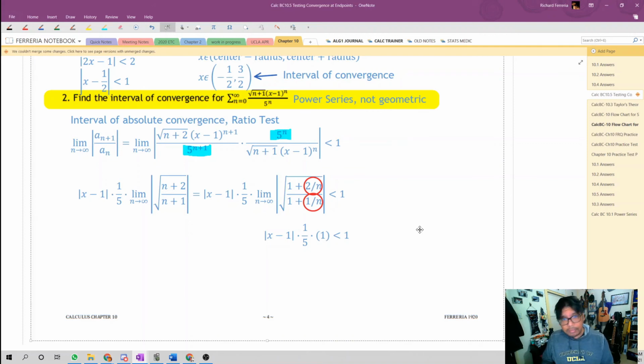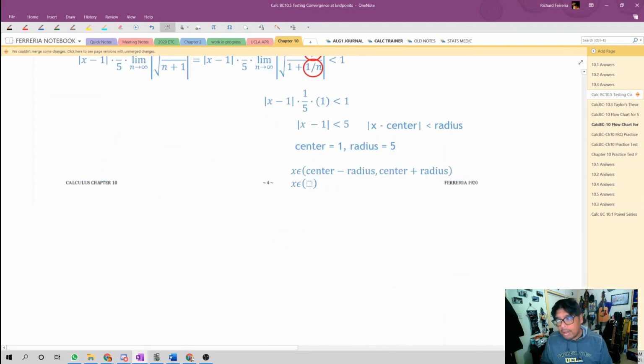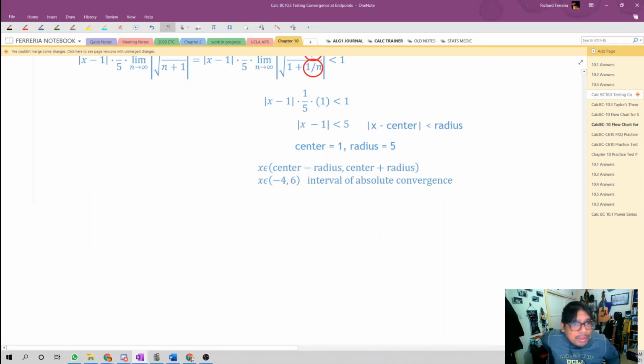than 1. I'm looking for x minus center is less than the radius, so I'm going to multiply both sides by 5. Now this looks like x minus the center is less than the radius. The center is 1, and the radius is 5. Now any interval of convergence is going to be center minus radius and center plus radius. Center minus radius is -4, and center plus radius is 6. So this is my interval of absolute convergence.